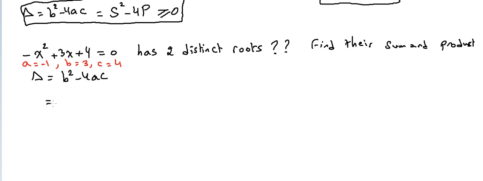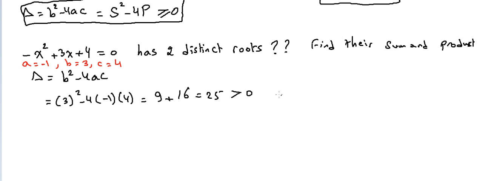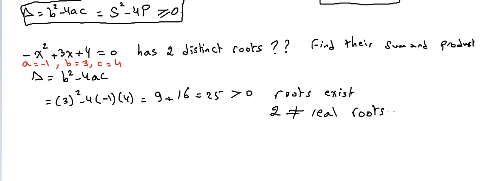What is b squared minus 4ac now? This is b squared minus 4 times a, which is minus 1, times c, which is 4. The answer is 9. Minus times minus is plus. 4 times 1 times 4 is 16. The answer is 25. Since delta is greater than 0, yes, roots exist. Not only that, two distinct means different, not equal, real roots. Two distinct and real roots, right?